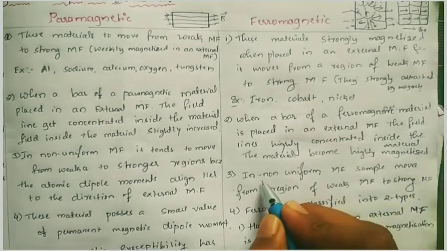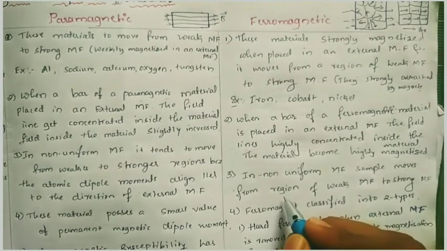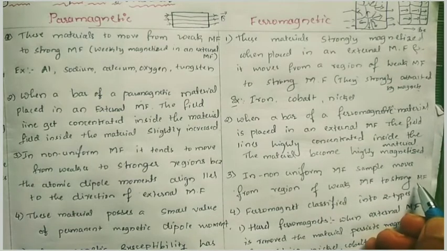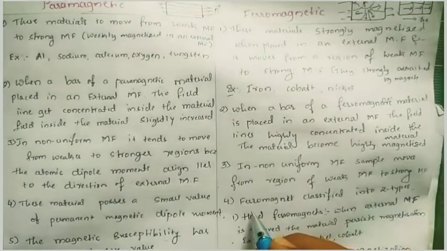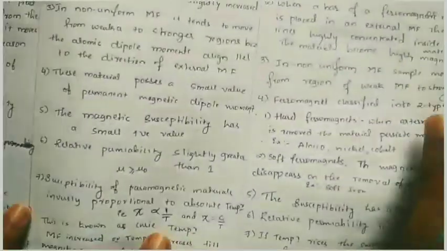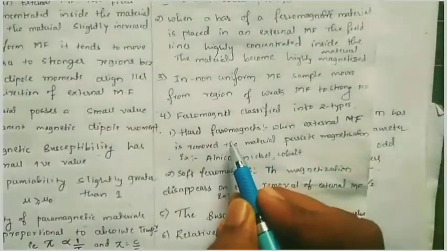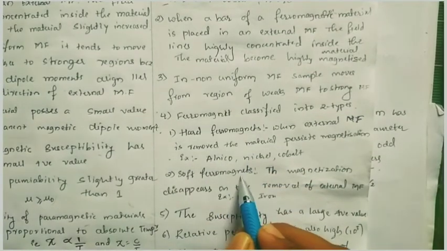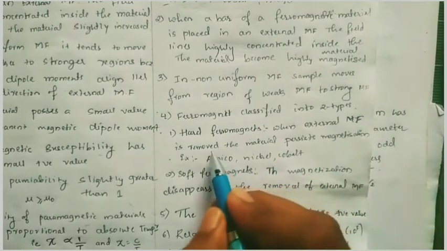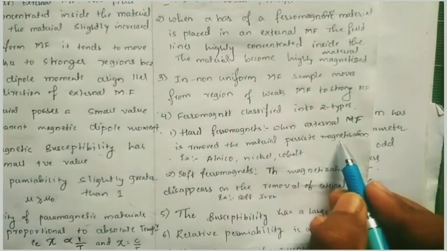Next, if you keep a ferromagnet in a non-uniform magnetic field, it will be moved from the weaker magnetic field to the stronger magnetic field. And the next point is that ferromagnetic materials are classified into two types. One is the hard ferromagnets and another one is the soft ferromagnets. Hard ferromagnets, when you remove the external magnetic field, the material persists magnetization.